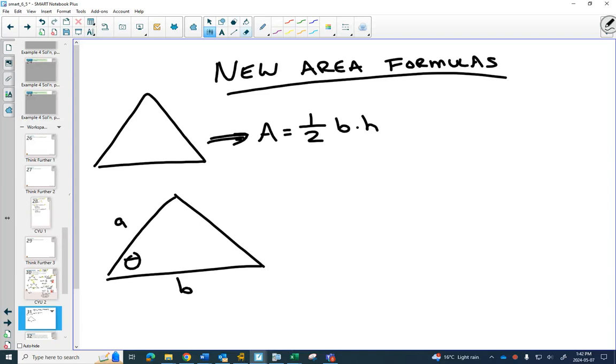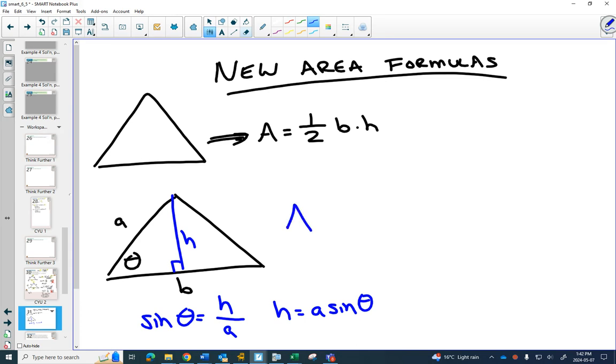What's the area of this triangle? 1/2 base times height. But what's the problem? We don't know the height. So we draw our height in here, and we could say, using SOHCAHTOA, because this is a 90-degree angle, sine of theta is opposite over hypotenuse, so my h is equal to a sine theta.